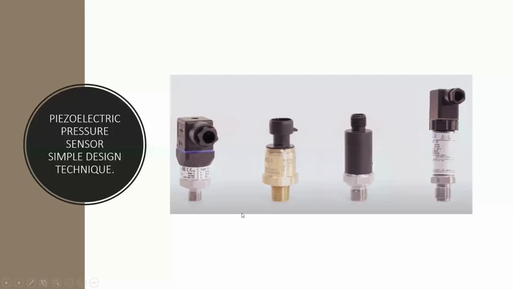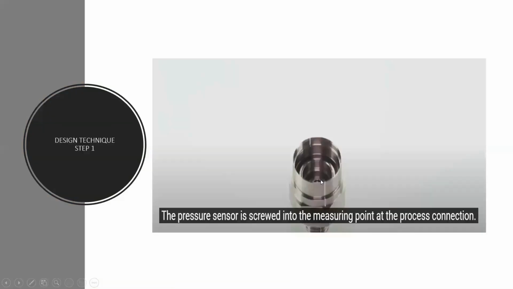Okay. Now, I spoke about electric pressure sensors and simple designs. If you take a look at these pictures, these are examples of usual pressure sensor designs. And how do they really work? Here, the pressure sensor itself is screwed into the measuring point at the process connection, right inside here. That is step one, how it is practically designed.